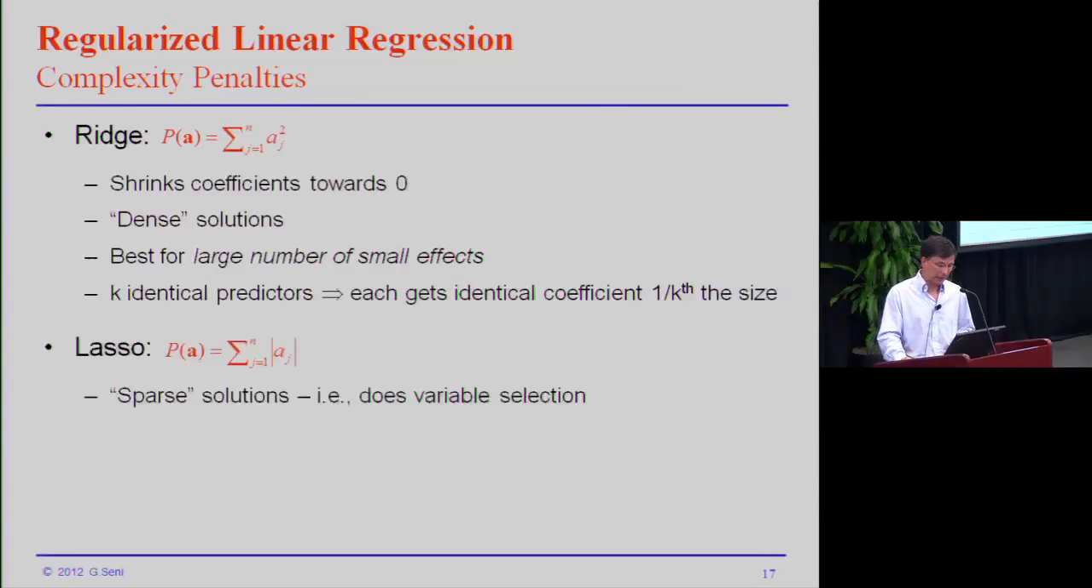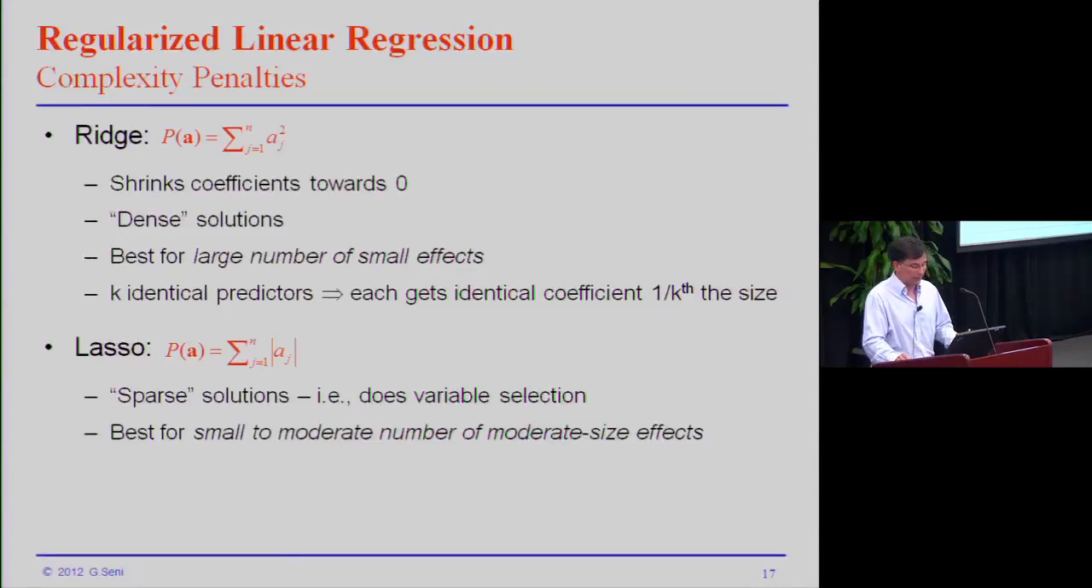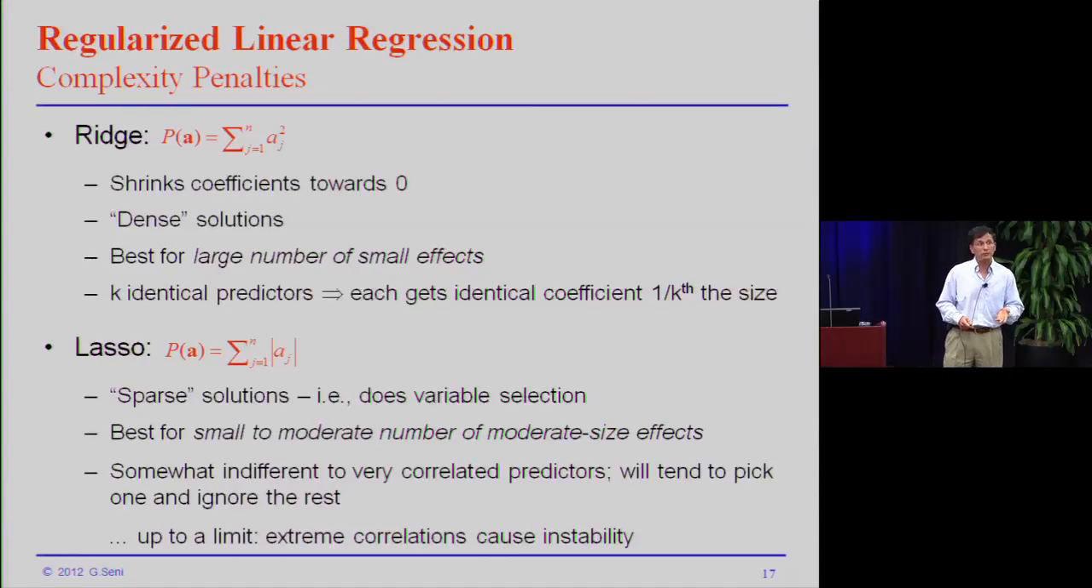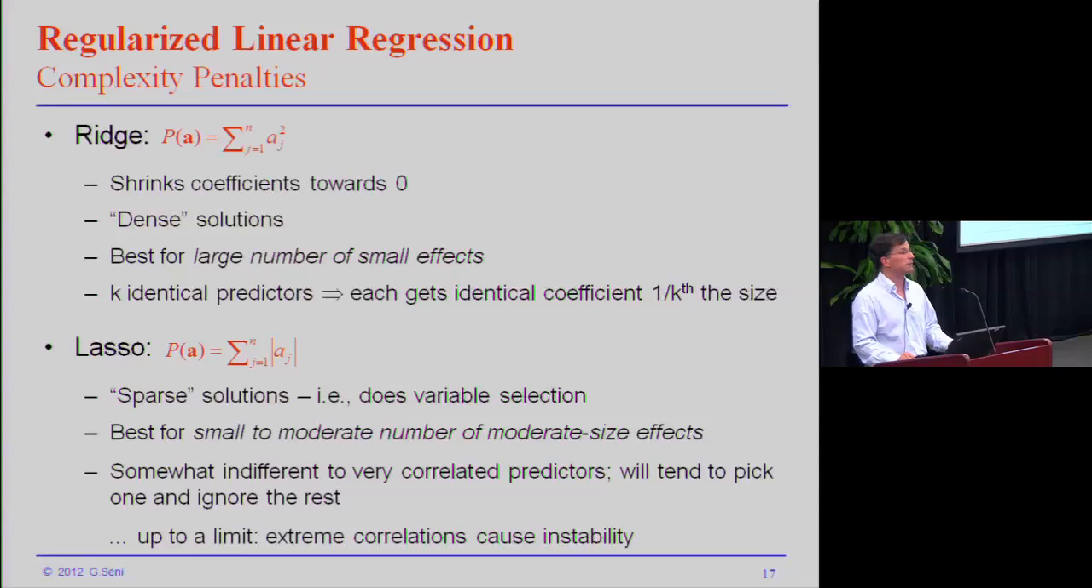On the other hand, the lasso penalty is capable of generating sparse solutions, namely coefficient vectors where many of the entries remain 0. And as such, the lasso penalty is best suited for problems with a small to a moderate number of medium-sized effects, and is somewhat indifferent to very correlated predictors. The lasso penalty will try to pick one representative of the set and ignore the rest, up to a limit.